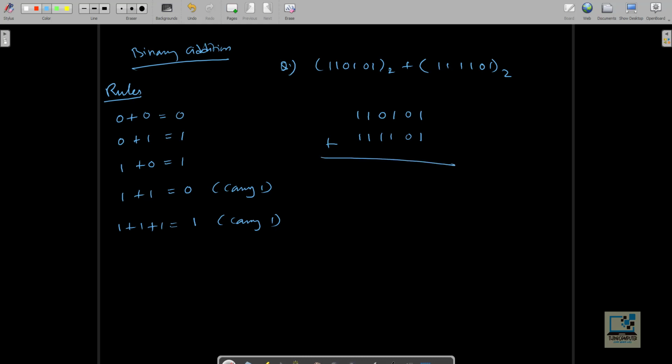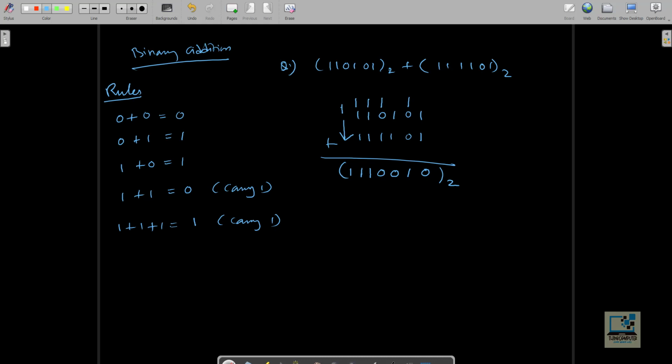1 plus 1 is 0, the carry will go here. 1 plus 0 is 1. Again 1 plus 1 is 0, the carry will go over here. 1 plus 1 is again 0, the carry will go over here. 1 plus 1 plus 1 will be 1 with a carry over here. 1 plus 1 plus 1 will be 1 with a carry over here, and this last carry will come down. So this is your answer.